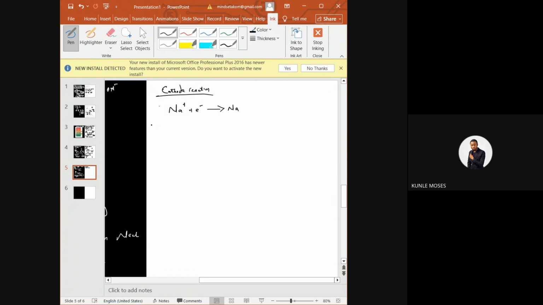Let's leave that. Where are we? Cathode reaction. What will be formed here? Sodium metal, in case they ask you, isn't it? So at the anode, what will be formed at the anode?